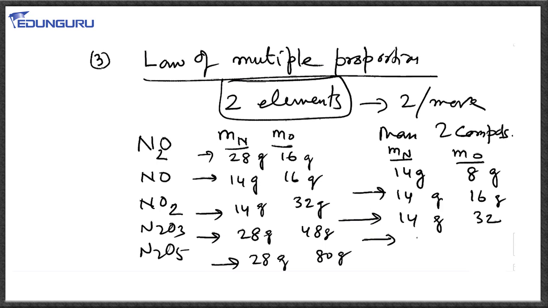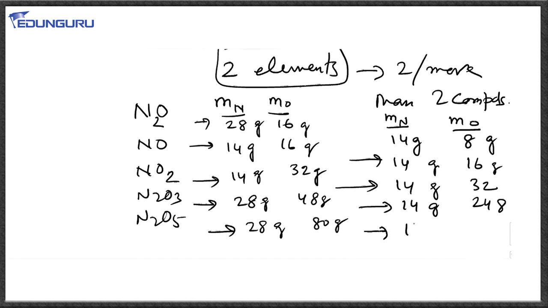and in the fourth compound N2O3 it is 14 gram, which combines with 24 gram of oxygen, and you can see that in the last compound N2O5 it is 14 gram and 40 gram. Just look, I have fixed the mass of nitrogen at 14 gram. So, we come back to the law, which states that with a fixed mass of one element, the combining mass of the other element will bear a simple whole number ratio.